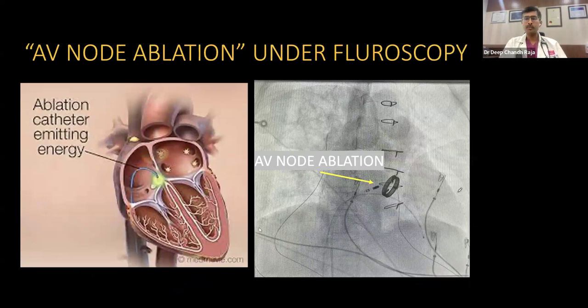So such patients respond beautifully to AV node ablation, because directly you're removing two components of atrial fibrillation out. One is the irregularity, one is the fastness. Both the tachycardia and the irregularity are gone.